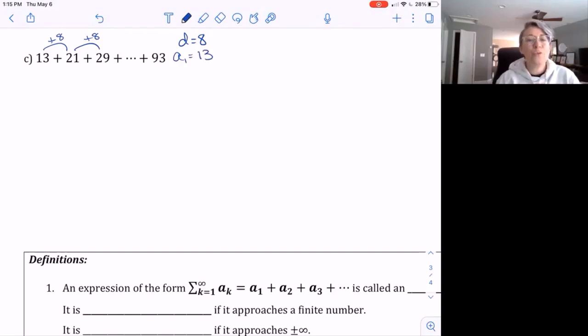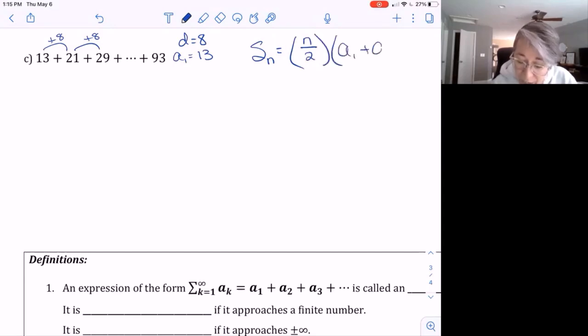But remember, to do the summation formula, we need to know how many terms we have, because it's the number of terms divided by 2. We have the first term and we have the last term, right? We have the 13 and the 93. We just need to know which term is 93. So even though we're being asked to do a summation, there's some math that we need to do to get from point A to point B. Again, how would you approach it? There's the formula. We're missing the n.